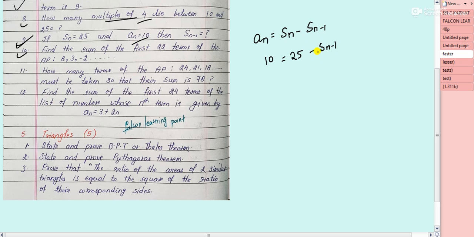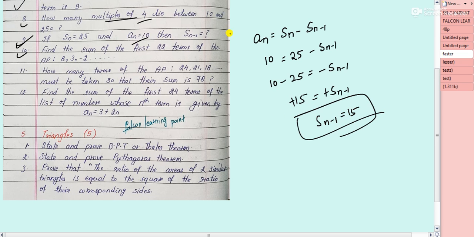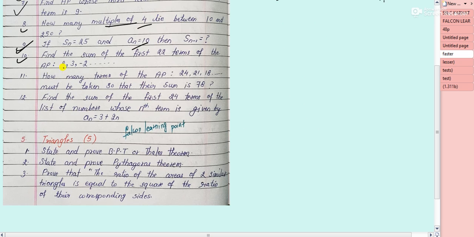Okay, so you can bring this to LHS. This becomes minus 25 and this is minus Sn minus 1. So this is minus 15, correct, which is equal to minus Sn minus 1. Both minus signs get cancelled. So Sn minus 1 is how much? 15. Okay, so remember this formula.